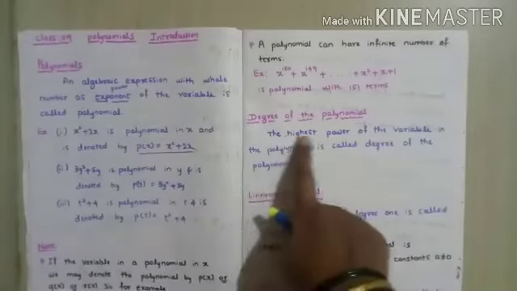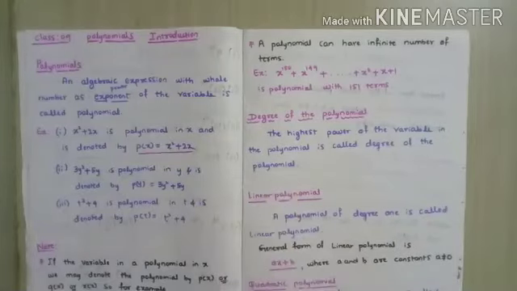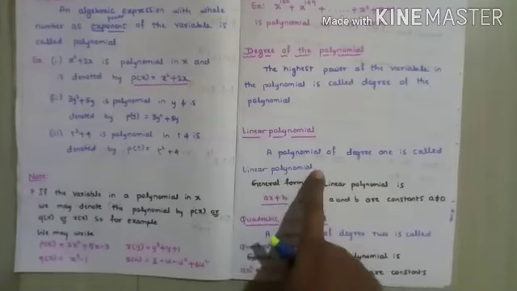And next, the degree of the polynomial. I already told you, the highest power of the variable in the polynomial is called the degree of the polynomial. Write this definition. And I already told you about the linear polynomial. A polynomial of degree 1 is called a linear polynomial.